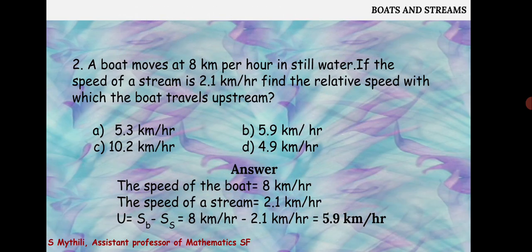See here, the speed of boat is 8 km per hour. The speed of stream is 2.1 km per hour. We know the relation: upstream is equal to speed of boat minus speed of stream. That is 8 km per hour minus 2.1 km per hour, we get 5.9 km per hour. So option B is the answer for this question. Okay, we'll move to the next one.